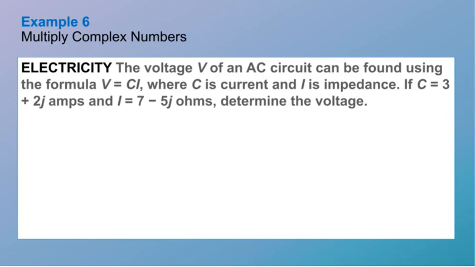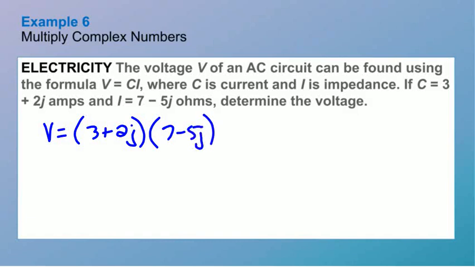And another one from example 6, we're going to now use a word problem. It says the voltage V of an AC circuit can be found using the formula V equals CI, where C is the current and I is the impedance. If C is 3 plus 2J amps and I is 7 minus 5J ohms, determine the voltage. We're just going to substitute our values in. So C is 3 plus 2J and I is 7 minus 5J.